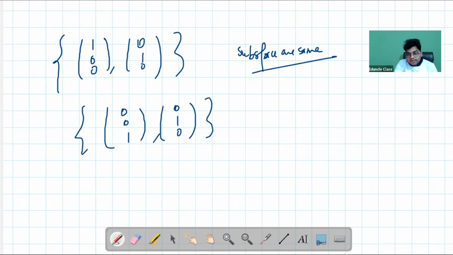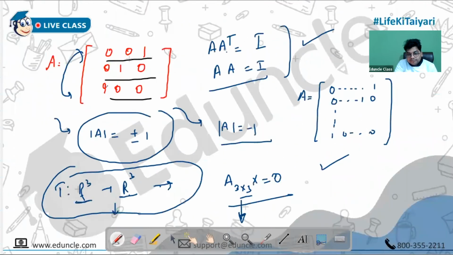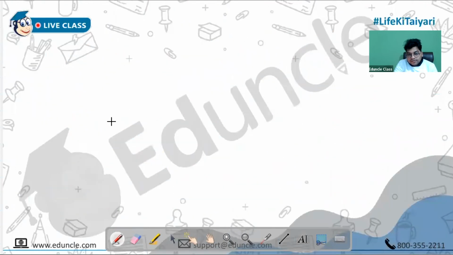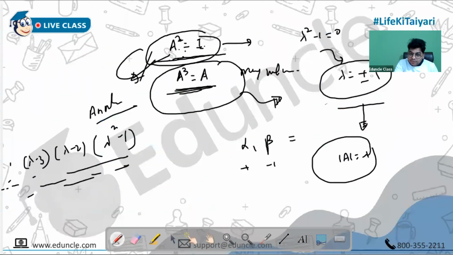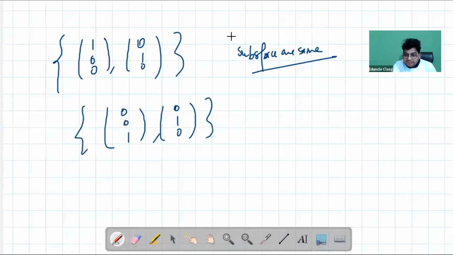See, going back, T maps the subspace spanned by this into that subspace. See, are the subspaces the same or not? Tell me. Now there are two questions. One is called subspace. One is called dimension of subspace.